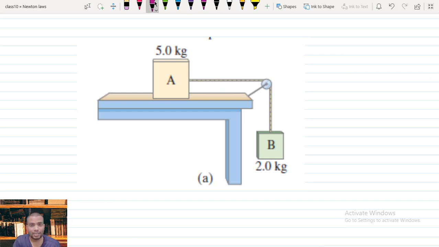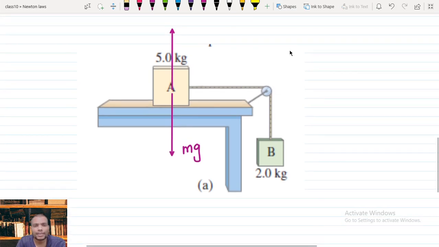You can see here A and B are two different objects. If two objects are there, we need to draw two different free body diagrams separately. First we check in which direction the objects are moving. They are at rest. So first I will draw for object A. The weight is acting in the downward direction, so this is mg. In the opposite direction, to counterbalance it, the normal reaction force acts upward.